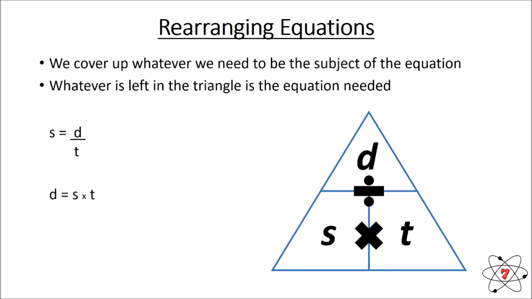My final equation is making time the subject. So again, I must cover up time, and I'm left with distance divided by speed. I now have three versions of my equation from using the triangle. You may find that you don't need to use the triangle. You may find you know how to work things out otherwise, but it is a very, very useful tool.